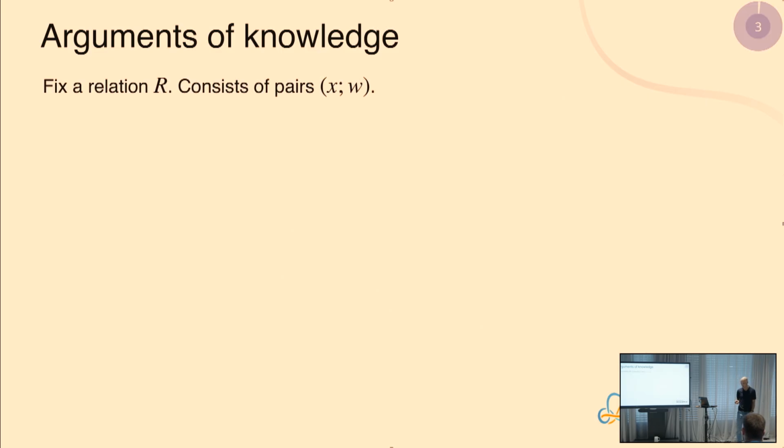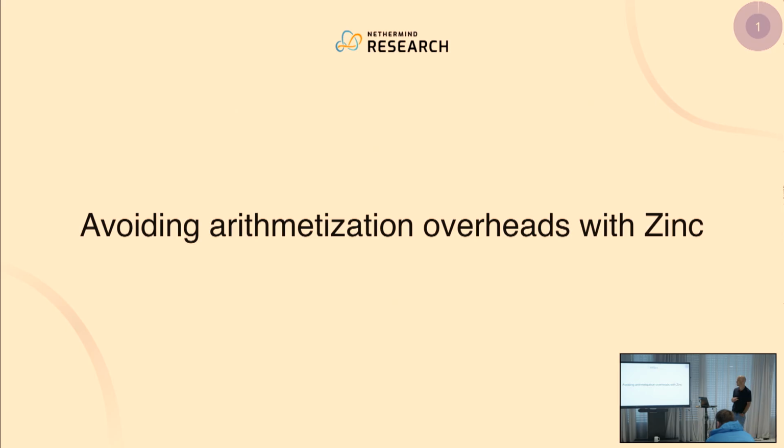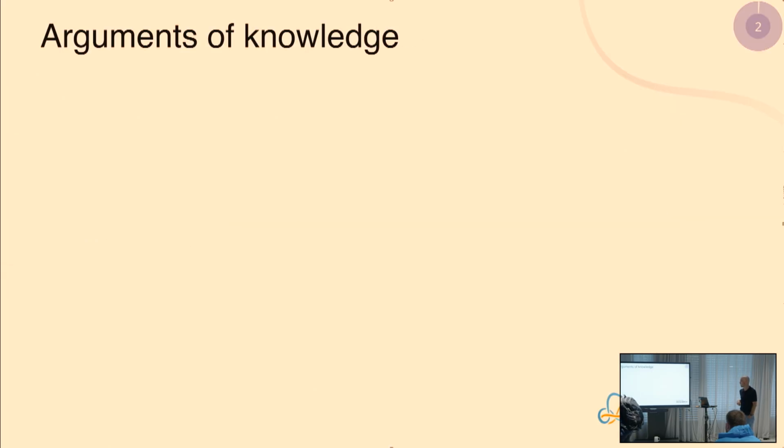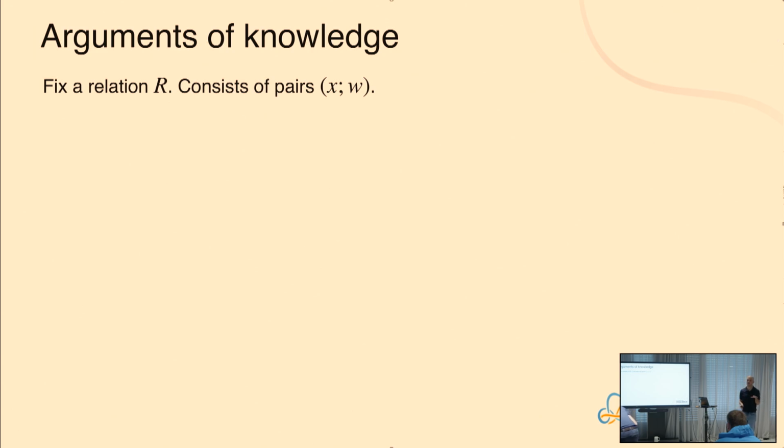Whatever. Okay. All right. So I'll talk about avoiding arithmetization overheads. In reality, I will talk about proof systems over integers and other rings. I'll first motivate the problem, and for this, I'll introduce some notation and terminology that we all know. It will only be 2 lines, I promise.